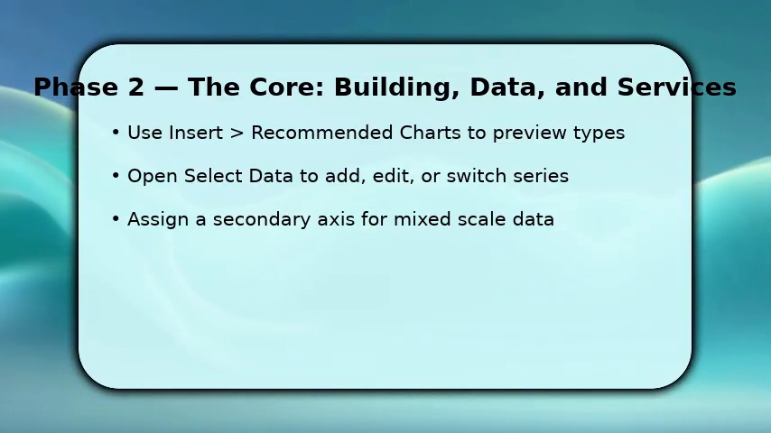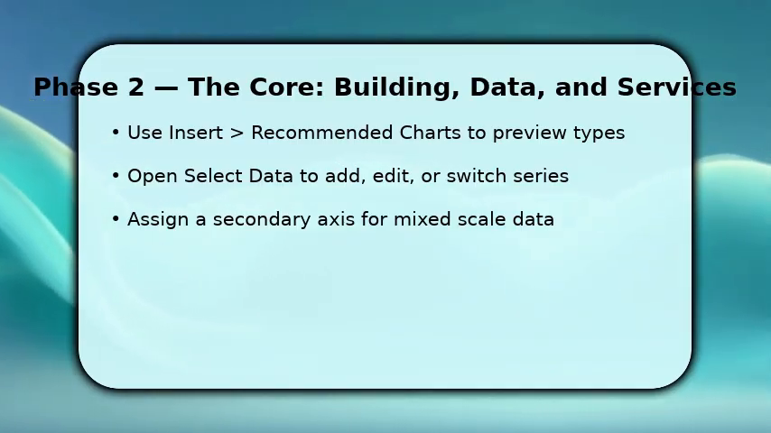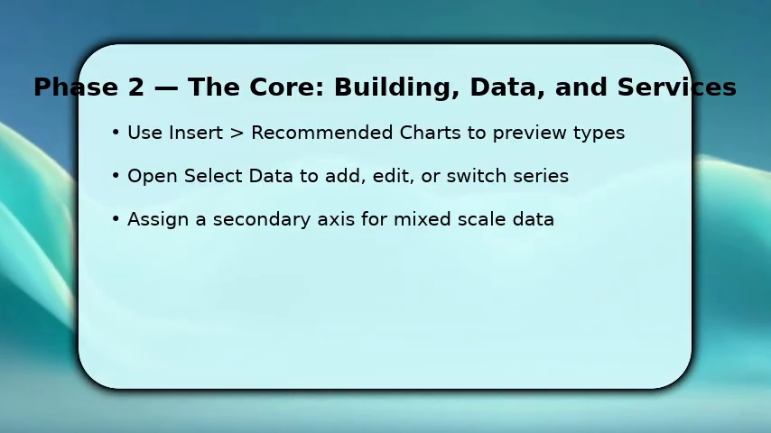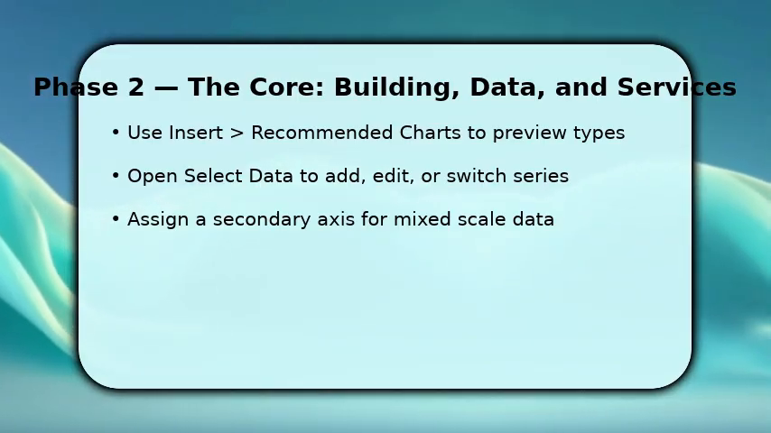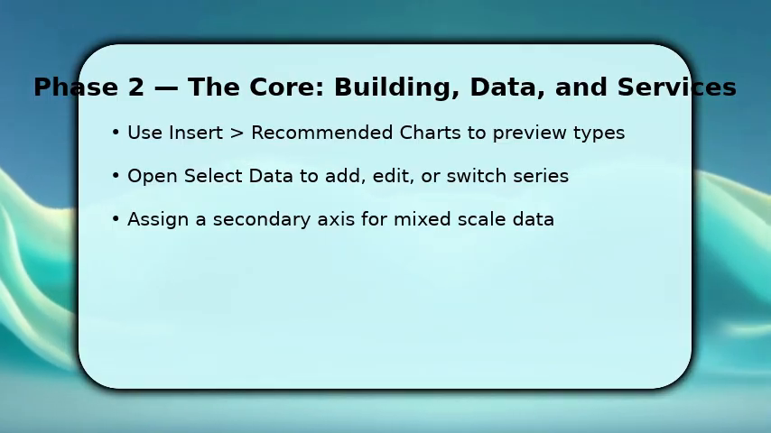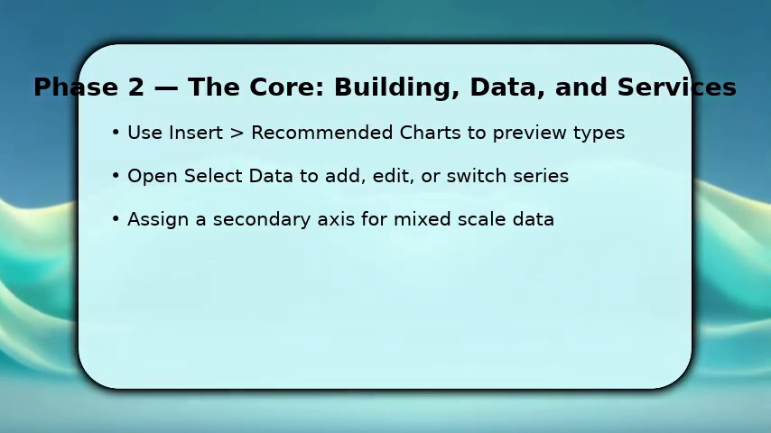If one series dwarfs another, assign it to a secondary axis to preserve readability. Also switch row/column if categories and series are swapped. These steps control how Excel interprets the numbers, which is crucial.